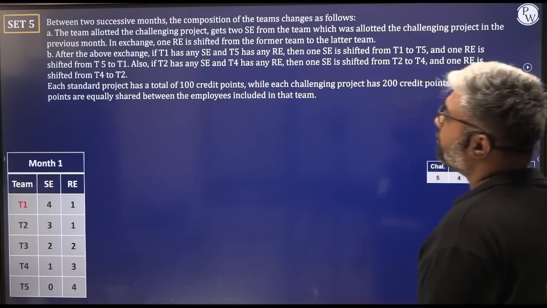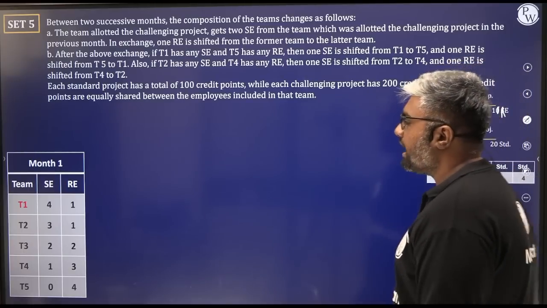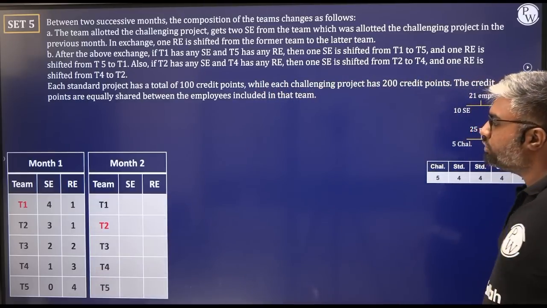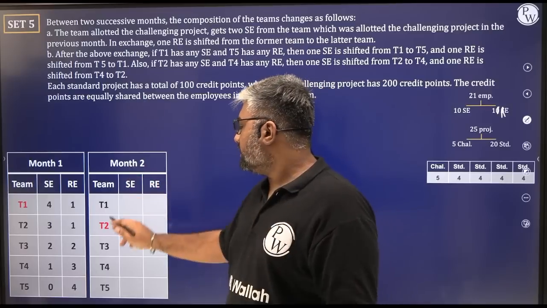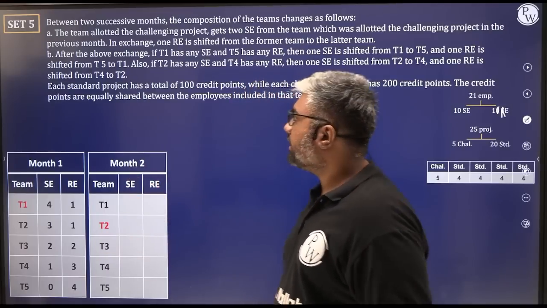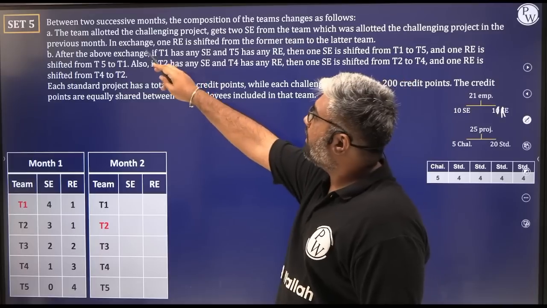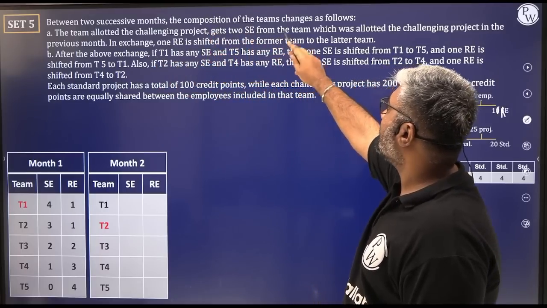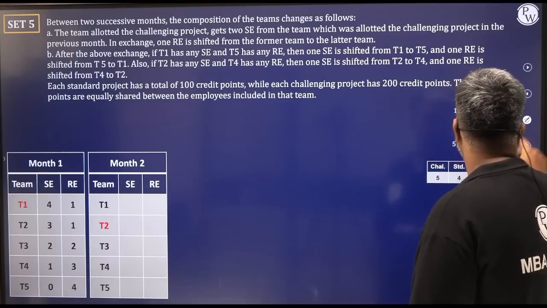Okay, between 2 successive months the composition of the team changes as follows. Okay, so we have month 1 here. Let's also put up another table for month 2 so that we can do this simultaneously. In month 2, T2 will be doing the challenging project. Okay, as follows. Point A says the team allotted the challenging project gets 2 SE from the team which was allotted the challenging project in the previous month. So what is happening here?